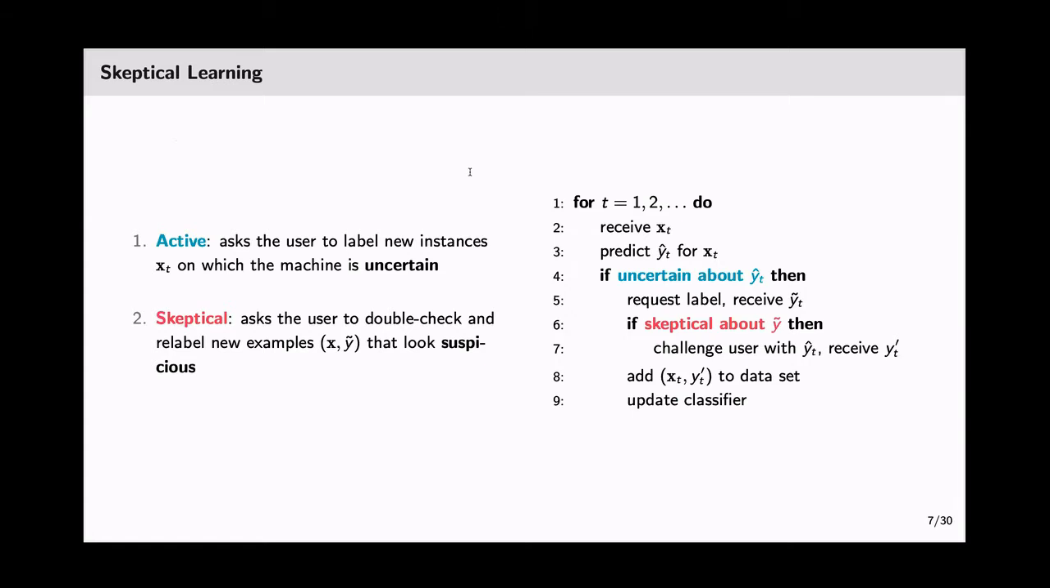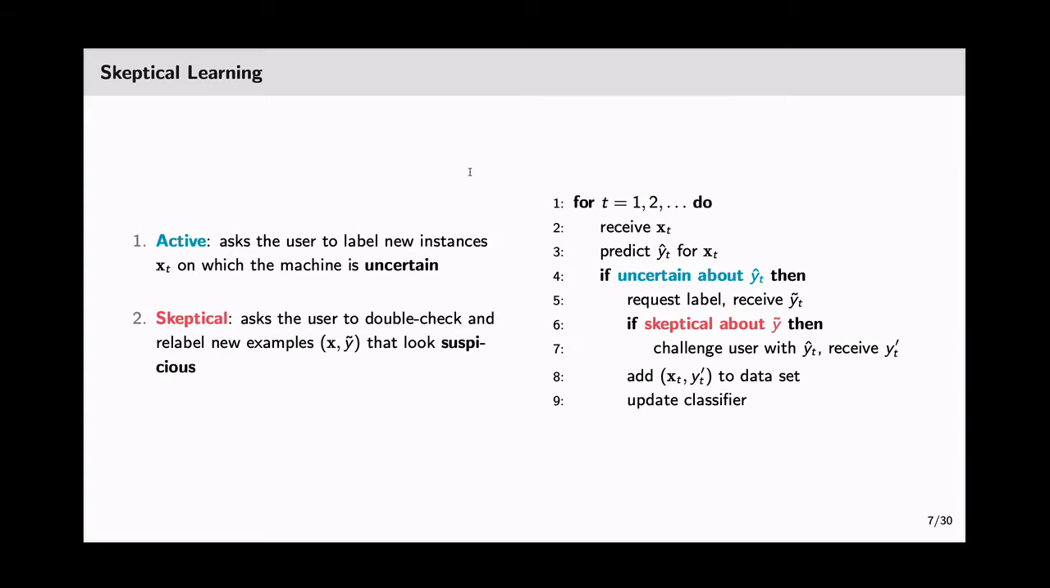So let me explain a bit more about skeptical learning. What happens is that we receive a new example, we make a prediction, and then we have to check if the model is uncertain about its prediction. And here we have the first type of interaction with the user.